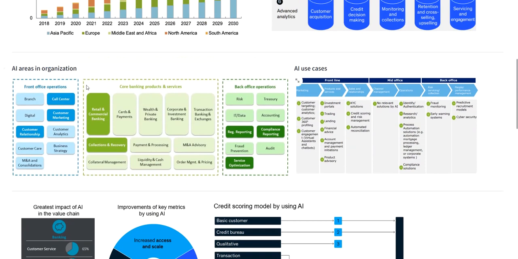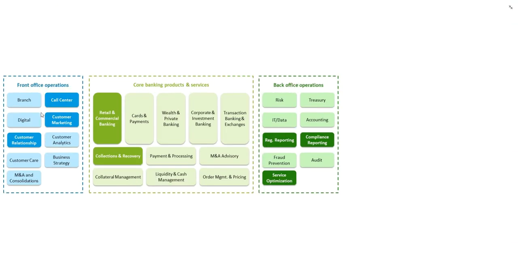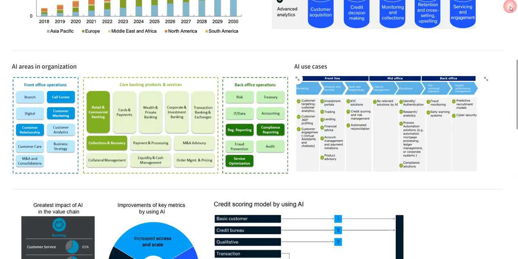And this is a chart from Deloitte where we have identified the application of AI in the banking organization. You have your front office in operations, where you have branch, customer analytics, customer marketing, and merger and acquisition, and you have the core banking, where you are using it for retail and commercial banking, right? This is your bank's key business. And you also use it for back office, and for risk and IT.